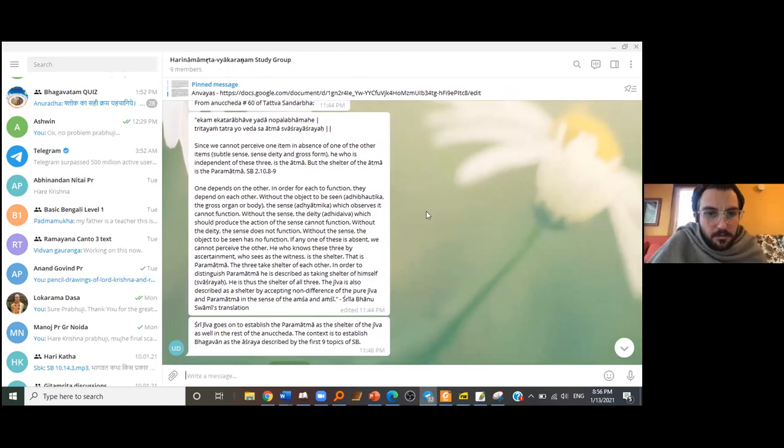Since we cannot perceive one item in absence of one of the other items, subtle sense, deity, and gross form, he who is independent of these three is the Atma, but the shelter of the Atma is the Paramatma. So this is the verse quoted from Srimad Bhagavatam. One depends on the other. In order for each to function, they depend on each other. Without the object to be seen, the adibhautika thing, the gross organ or body, the sense or adhyatmika, which observes it, cannot function. So the sense needs an object in order to be activated.